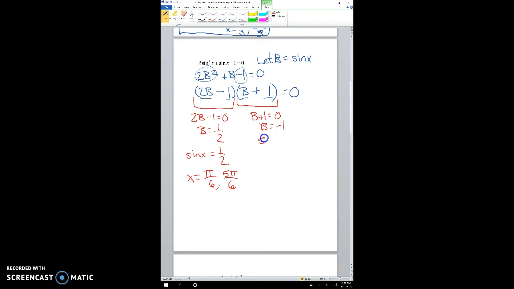And then over here, you get sine x equals -1. The y coordinate around the unit circle is only equal to -1 in one spot. That's 3 pi over 2. So this equation has three solutions: pi over 6, 5 pi over 6, and 3 pi over 2.